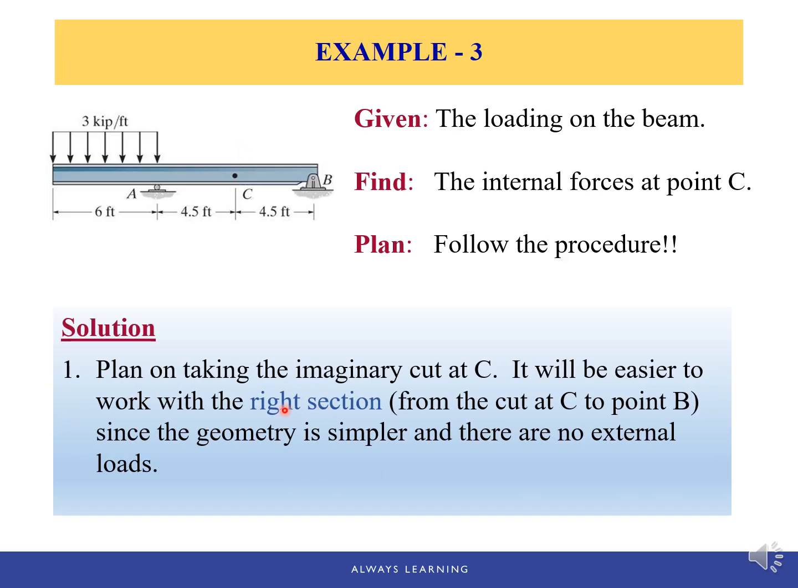And choose the segment, left or right segment. And in this case, we are going to choose the right section because the right section is simpler, doesn't have any distributed load. We only need to figure out the support reaction at pin B. Then that's it. So the internal reactions at C totally depend on this support reaction at pin B.